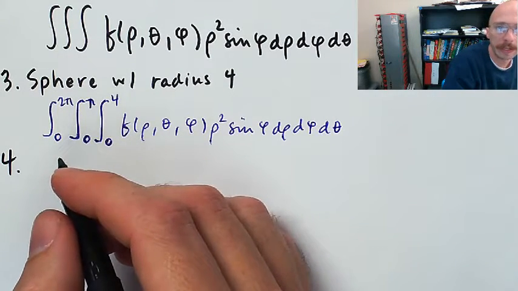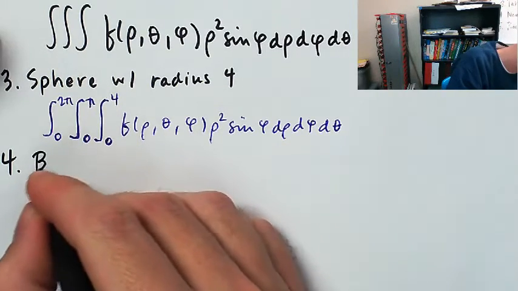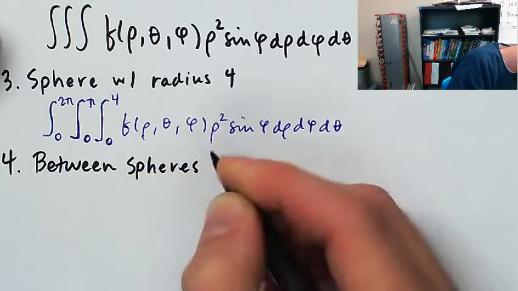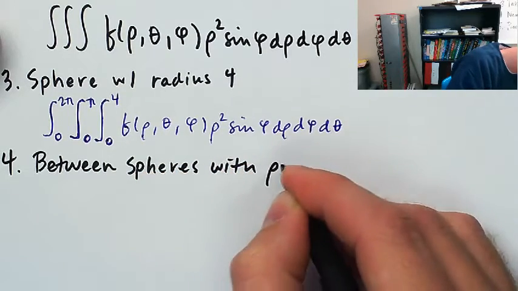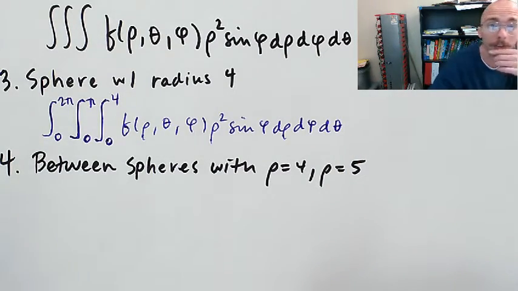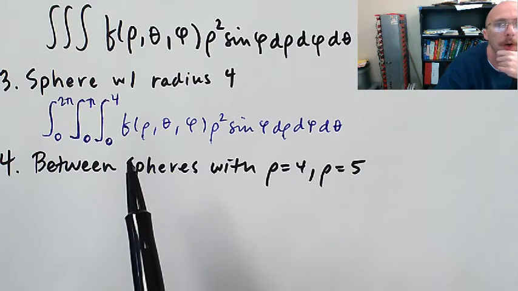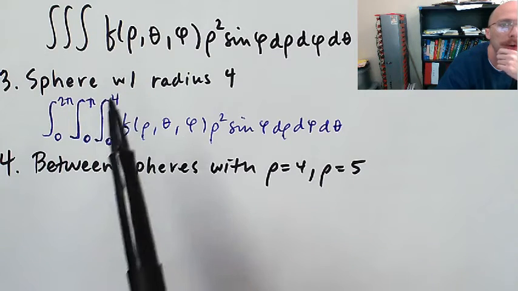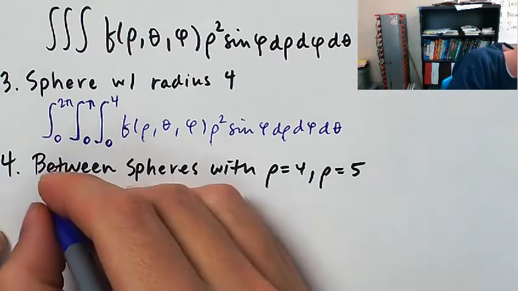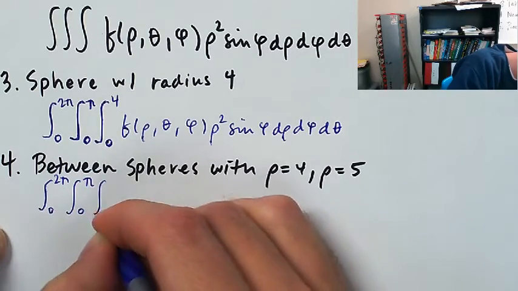Number 4 is the region between the spheres of radii 4 and 5. Well, I think that all that's going to change is that we're going to be taking the full shell, but we're just not going all the way back to the origin. So instead of going from 0 to 4, I'm going to go from 4 to 5. Okay, I just didn't really stop to think about how these problems were going to play out when I assigned them. This is a little too similar.